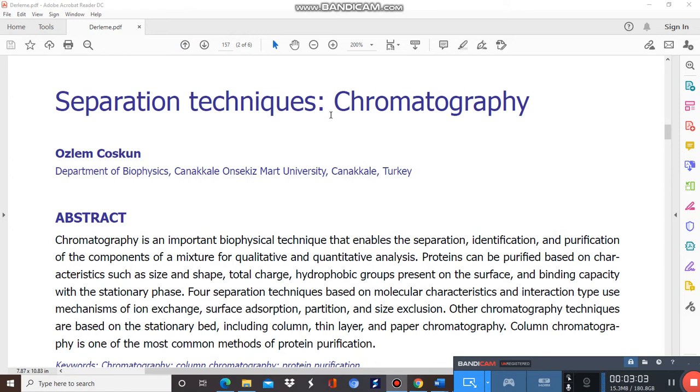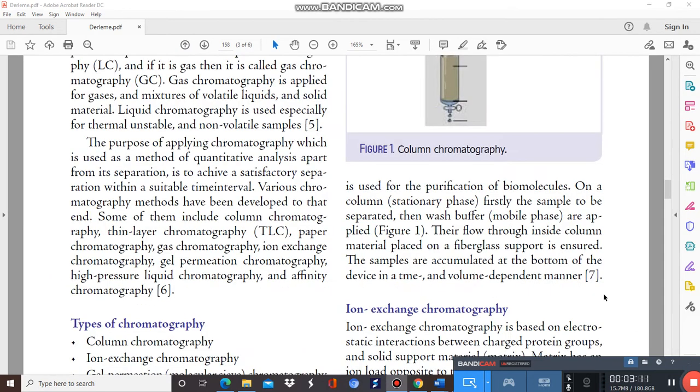I got this article from the internet that is very important: Separation techniques of chromatography by Ozalm Koskum. In this article there is one line that is very important. It is used for the purification of biomolecules. Just remember this thing. It is used for the purification of biomolecules.